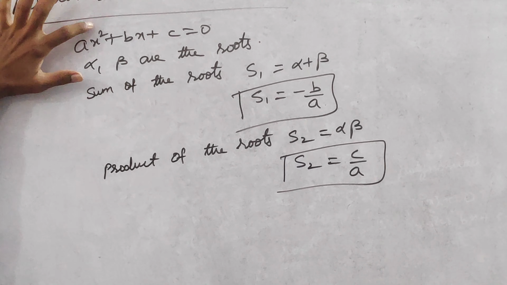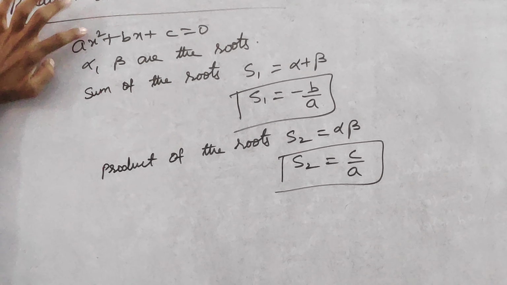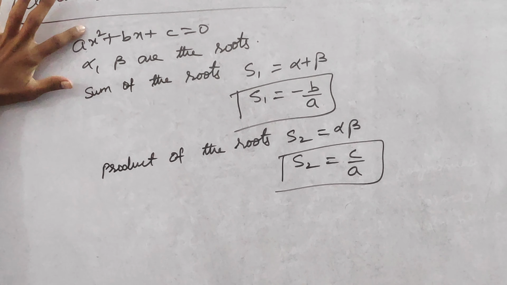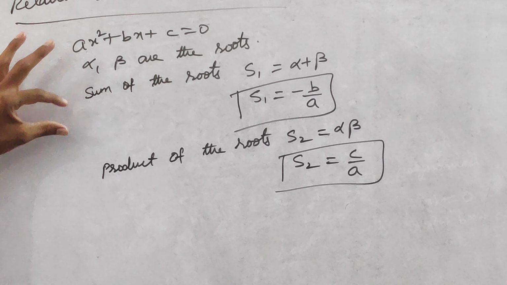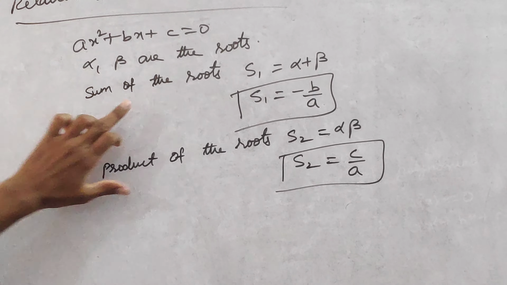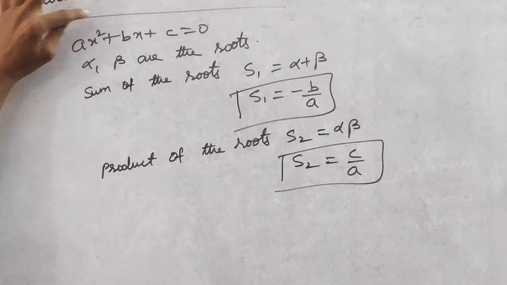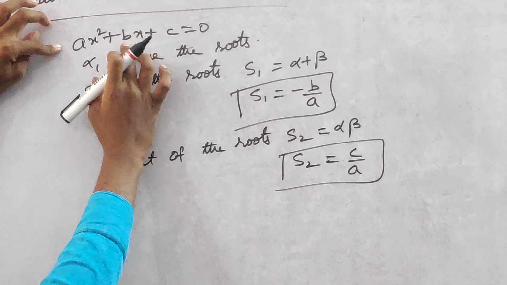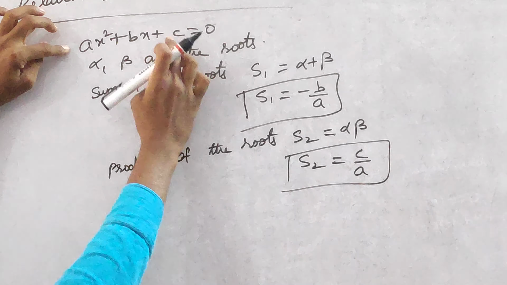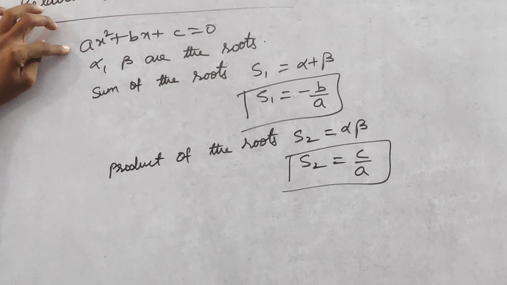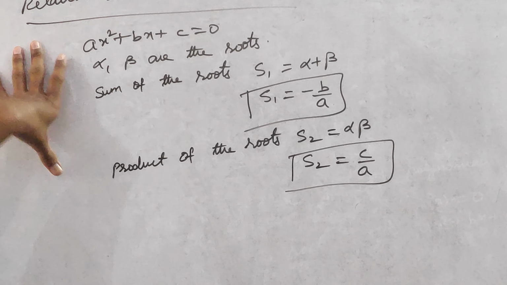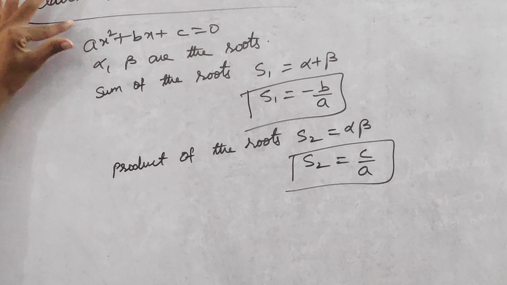When we have a quadratic equation, degree 2, we have 2 roots and 2 conditions. Based on the degree, we have that number of roots and conditions. The sum of the roots is minus b by a, so we take the minus x coefficient by the x square coefficient. Next, c by a, the constant by the x square coefficient. This is the relation between coefficients and roots for a quadratic equation.